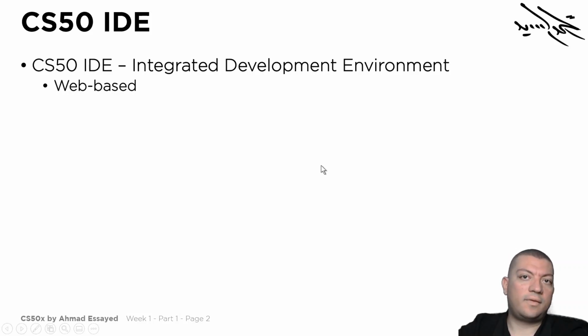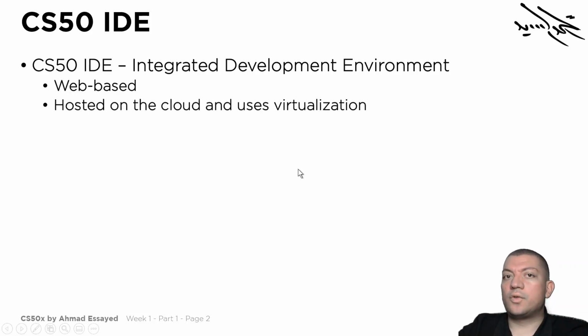access the CS50 IDE. CS50 IDE is also hosted on the cloud. Hosted on the cloud means that you don't need to install anything other than, of course, Google Chrome if you don't have Google Chrome. But you don't have to have any application running on your computer. You don't have to install anything because it's hosted on the internet. It's hosted on the Amazon servers, AWS, Amazon Web Services. So from your Google Chrome and your internet connected computer, you will access the CS50 IDE online.